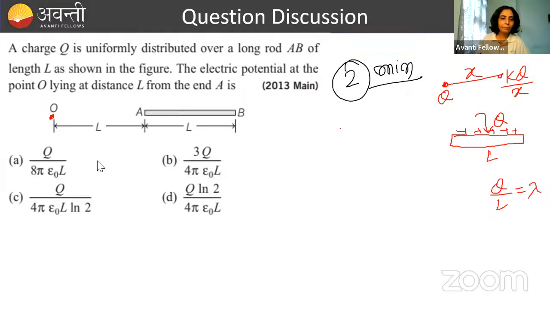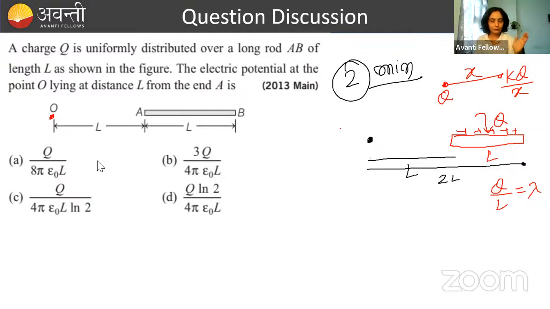Now what we have to do is calculate the potential because of this rod at this point. This point is at a distance of L from here, so the distance of this point from the end of the rod will be 2L. So we have to calculate the potential here because of the rod. We have the formula for a point charge.